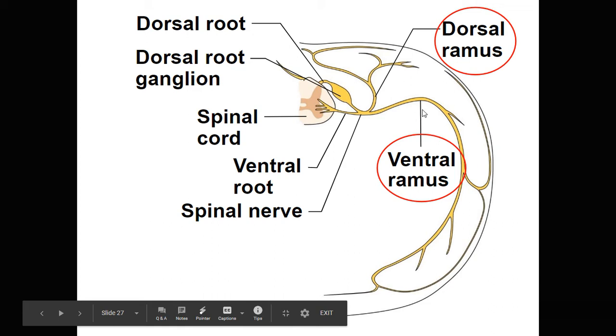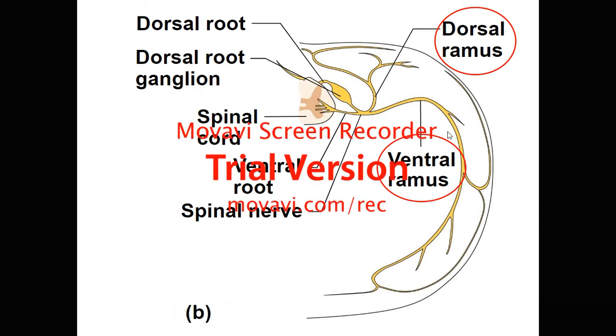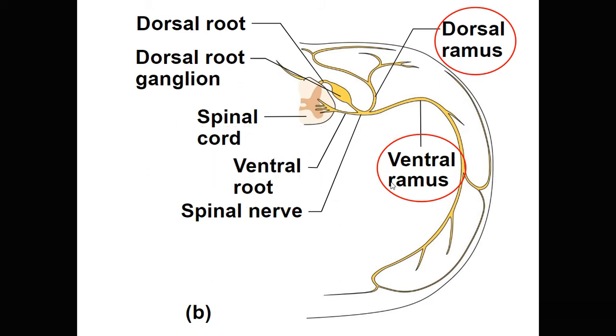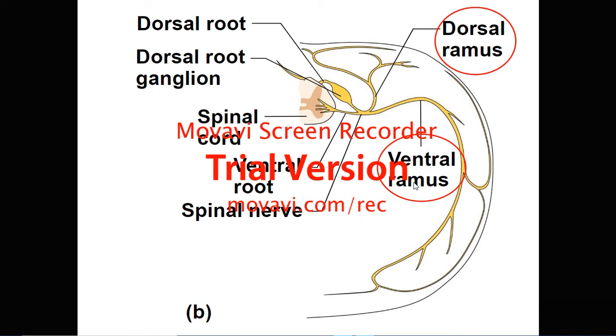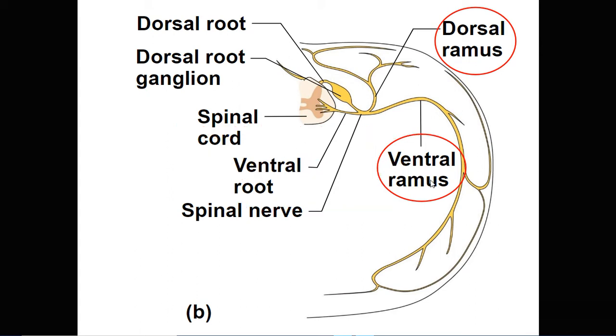And then here go the ventral ramus, and you see it's forming a plexus. The ventral ramus is also going to serve the ventral trunk, or the front of the trunk and the limbs. The ventral ramus is going to serve the front of the trunk and the limbs.